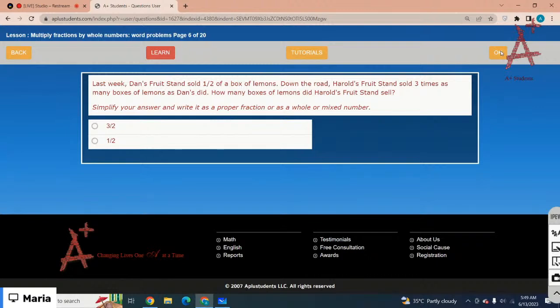So the correct option is, you have to do 3 times 1 over 2. So it would be 3 over 2. Got it? The correct option is 3 over 2.